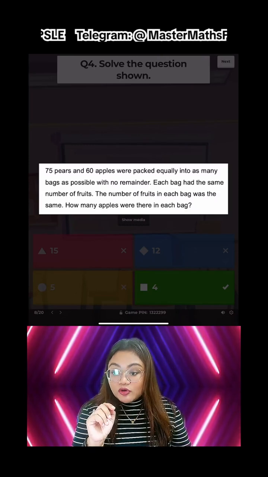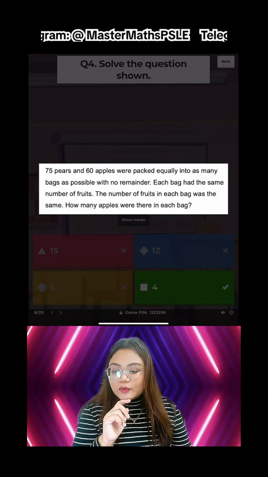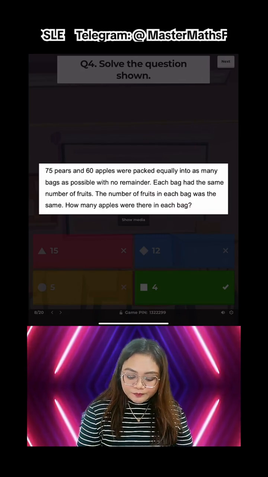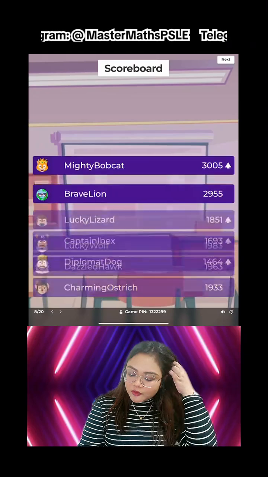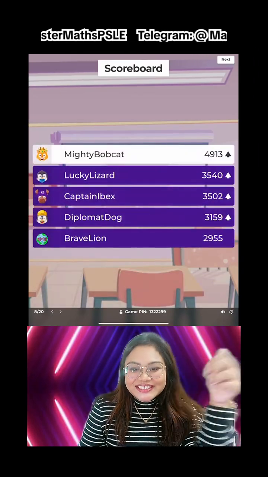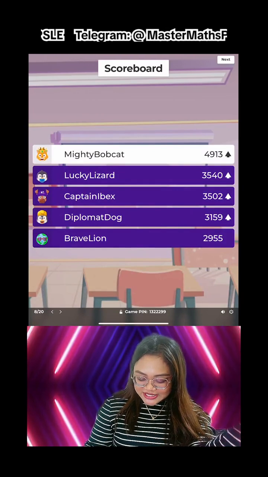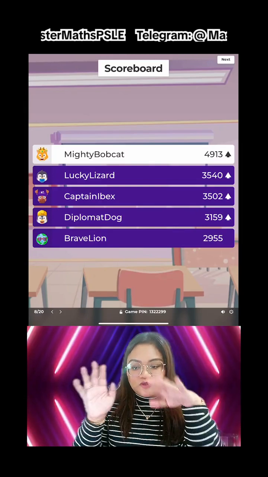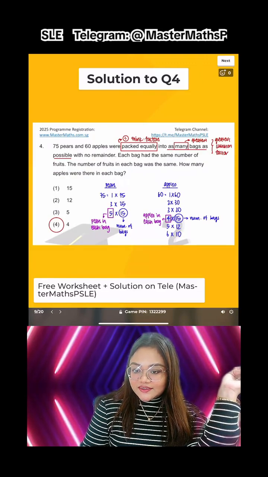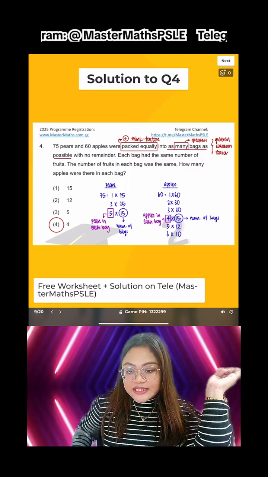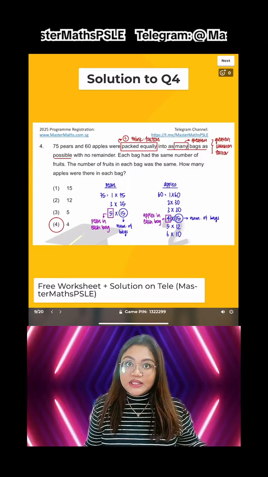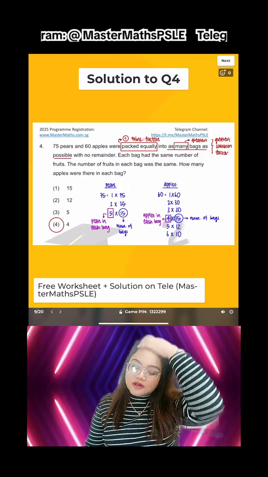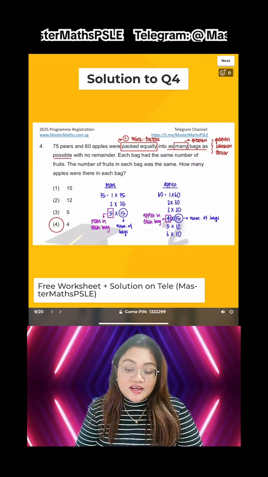Okay, we can go through PSLE papers, no worries. We will probably go through them towards your revision period. Okay, now let's take a look at our leaderboard before we solve. Wow, Mighty Bobcat, good job. Mighty Bobcat climbed the leaderboard and is now at the first place. Brave Lion, you still have more questions in order to climb back up, okay? Alright. Ken, we can go through last year's PSLE paper, no problem. But maybe towards your revision period, okay? Maybe we can talk about the paper 1 next week. Let's think about that first, okay?